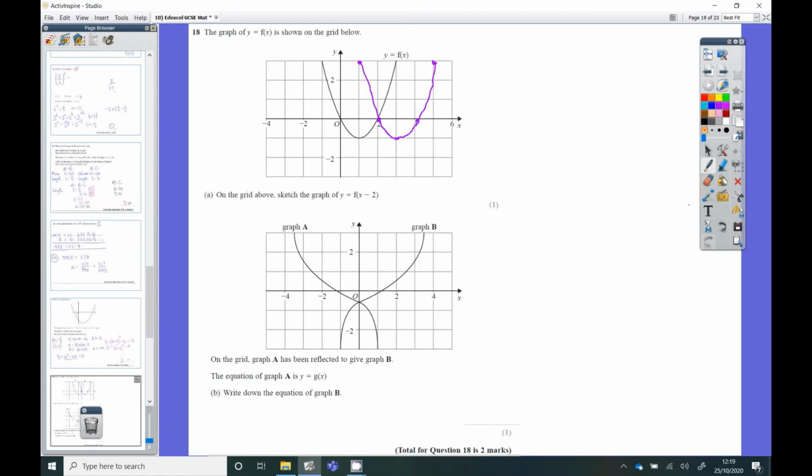Now for part B, what we can see here is that our x values are changing sign. Again the change is to the x values, not to the y values, so we just need to reverse the sign inside the bracket. So y equals g(minus x) is our answer. It's affecting the x values, if you like, opposite to what you'd expect, but multiplying by minus 1 and dividing by minus 1 has the same effect.